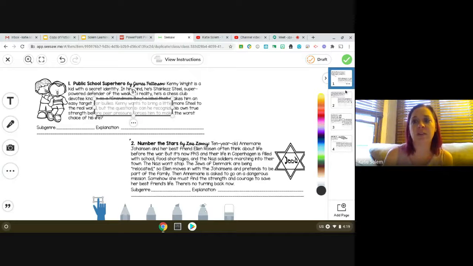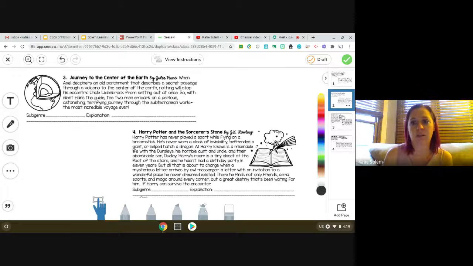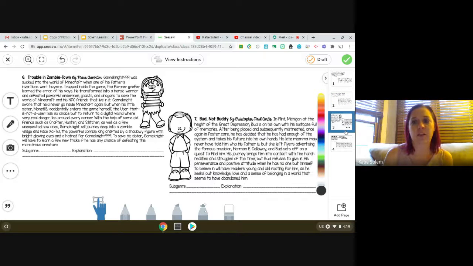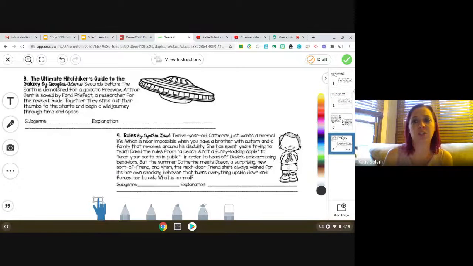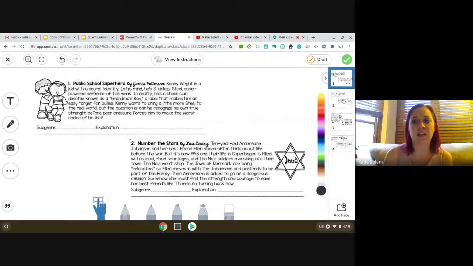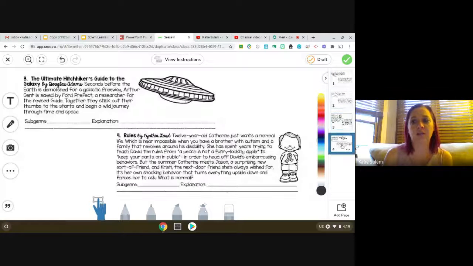There are, if you look on the side here, 4 pages of passages that you need to do this with. Don't just do the first one and turn it in. You have 4 pages to do before you hit the green check mark.